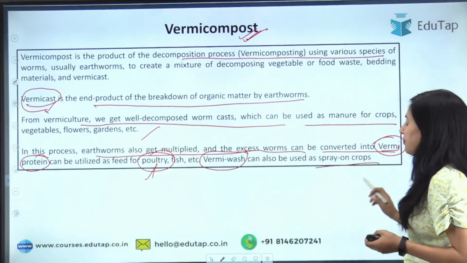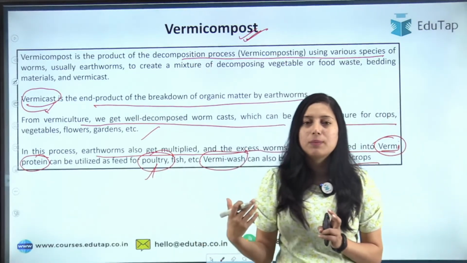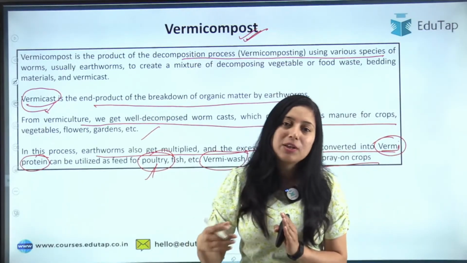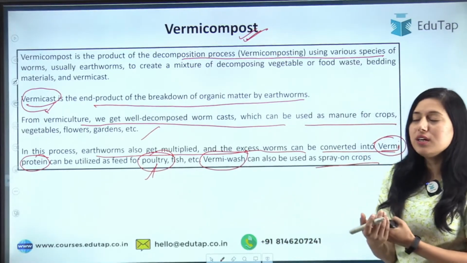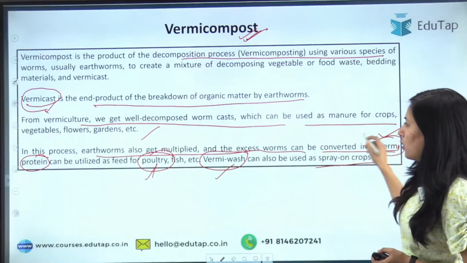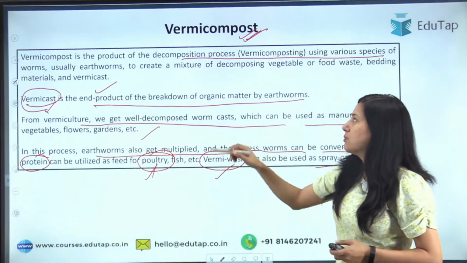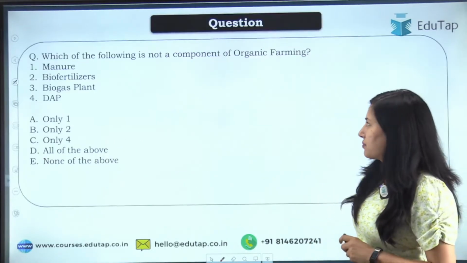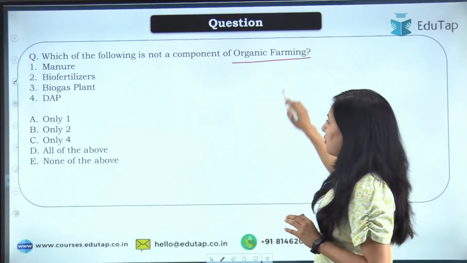All the liquid material that is generated through vermicomposting is known as vermiwash. This vermiwash can again be sprayed on the crops, and it is used for providing nutrients to the crops. Clear? So we have learned about vermiwash, vermiprotein, and vermicast. These three are different terms you should know, and they are part of your vermicomposting. Clear? Chalo. Now a question for you: which of the following is not a component of organic farming?